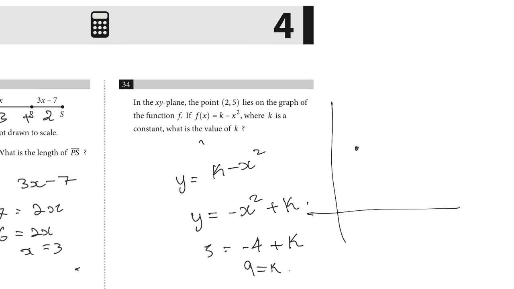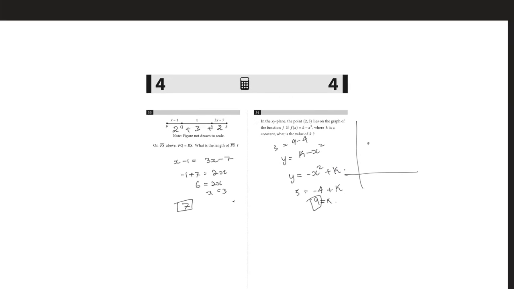If we want, we can check it out. 9 minus x squared, so x squared is 4, giving 5. Yeah, that does match. So the answer is 9. Alright, let's move to the next question.